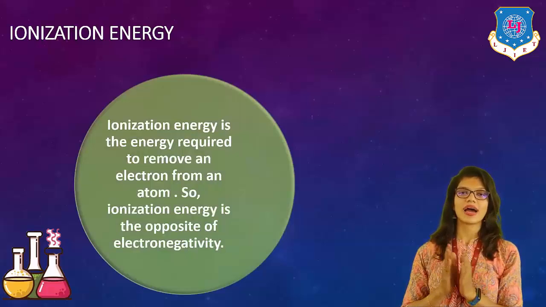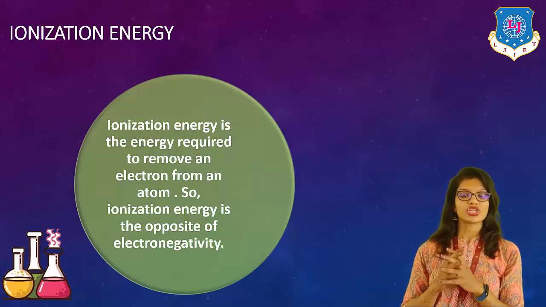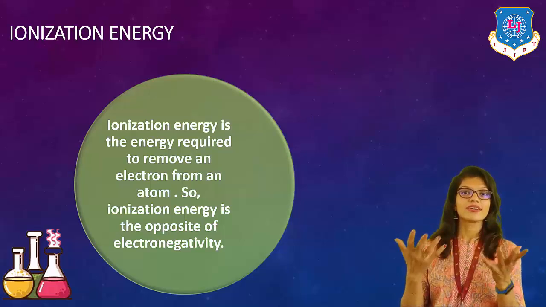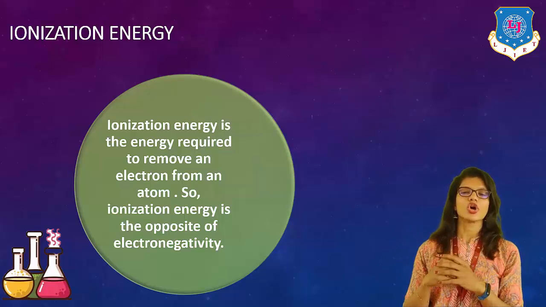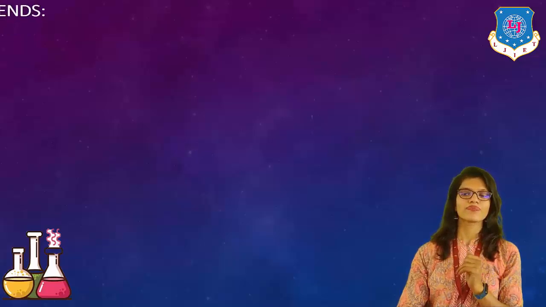So what is the ionization energy? Ionization energy is the energy required to remove an electron from an atom. So ionization energy is exactly opposite to the electronegativity. There we are talking about attraction. Here we are talking about loss. Okay? The lower the energy is, the more readily the atom becomes a cation, and therefore the higher the energy is, the less readily it becomes a cation. Okay?